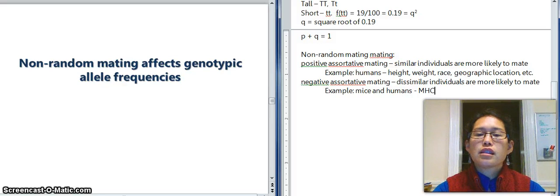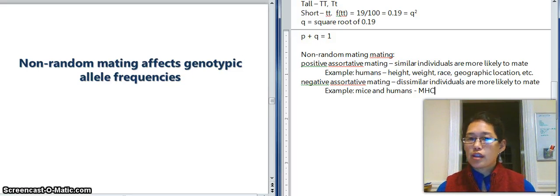MHC is the major histocompatibility complex. We learned about it in the immunogenetics lecture, and it is involved in immune response. There are multiple loci in the MHC, each with many, many alleles, and so there are many variations of genotypes for MHC.